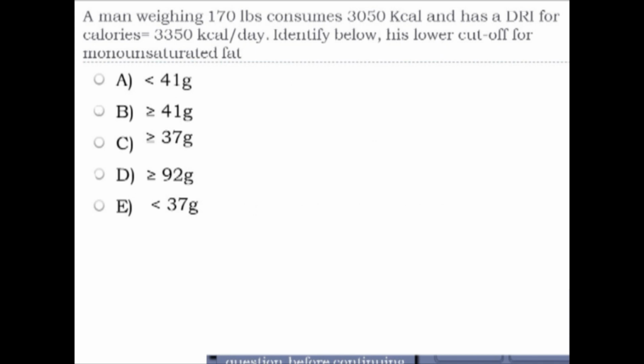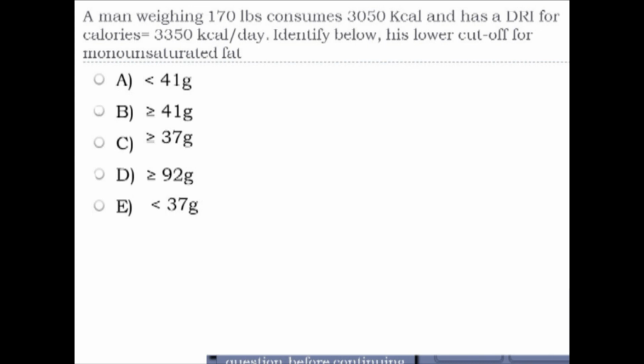Now for a calculation question. A man weighing 170 pounds consumes 3,050 calories and has a DRI requirement for 3,350 calories. Identify below his lower cutoff for monounsaturated fat. Pause here, figure out your answer, select, and I'll reveal the answer on the next slide.